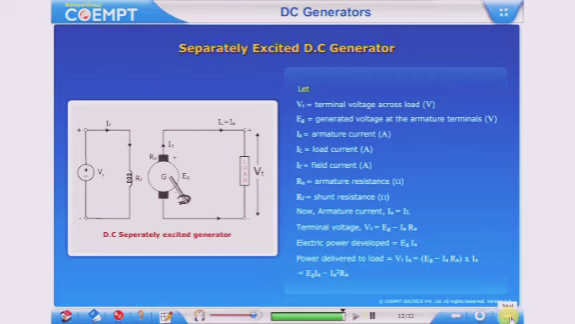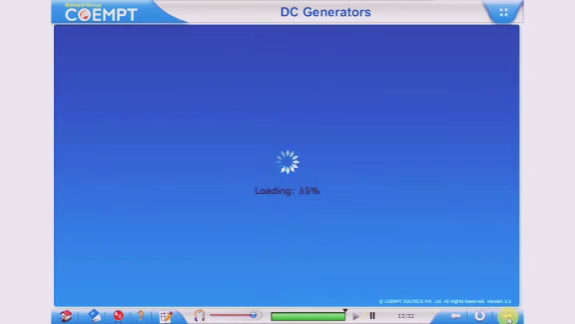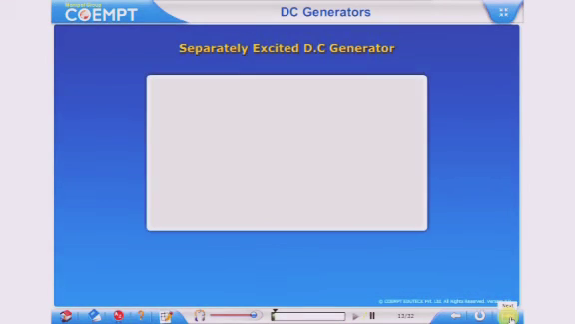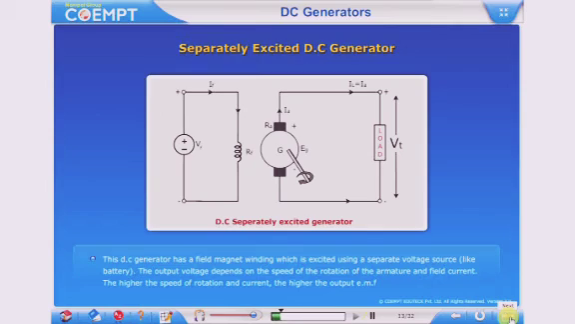Separately excited DC generator. This DC generator has a field magnet winding which is excited using a separate voltage source like a battery. The output voltage depends on the speed of the rotation of the armature and field current. The higher the speed of rotation and current, the higher the output EMF.